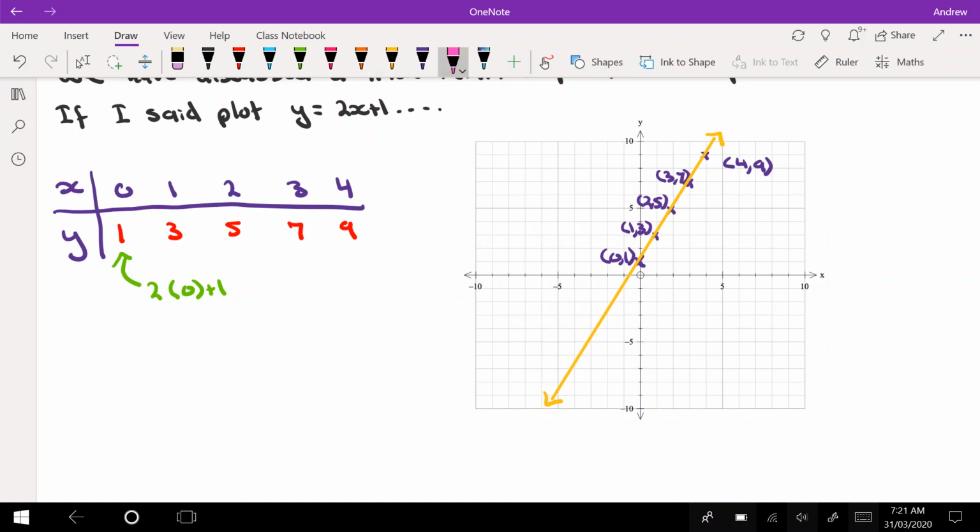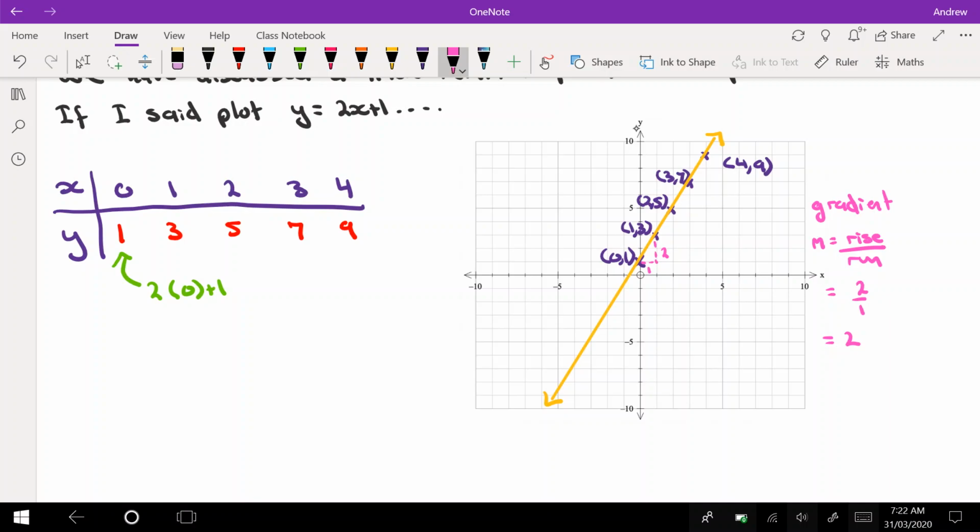So I'm going to try and find the run and the rise just between my first 2 points. So I've gone across 1, I've gone up 2. So remember that my gradient m equals rise over run, which equals 2 over 1, which is equal to 2. So I know that the gradient of this line is equal to 2.